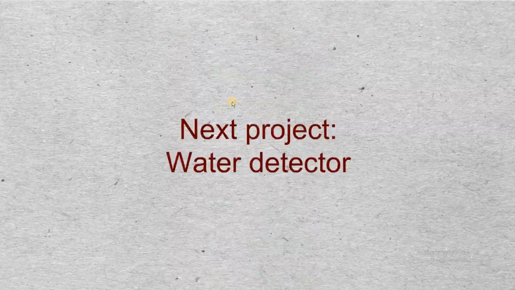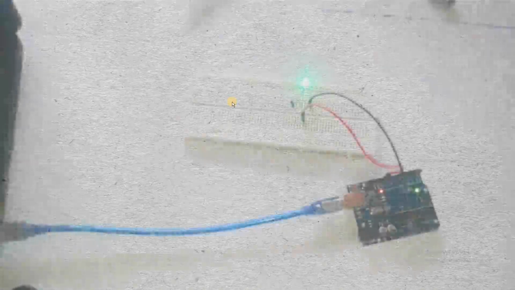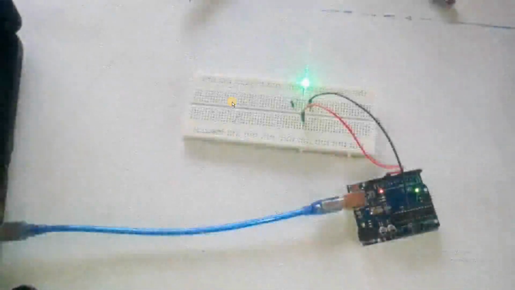Now our next project is a water level detector. In our next tutorial, we will build this project. We'll be detecting water with our Arduino board and a module. So this is the project.